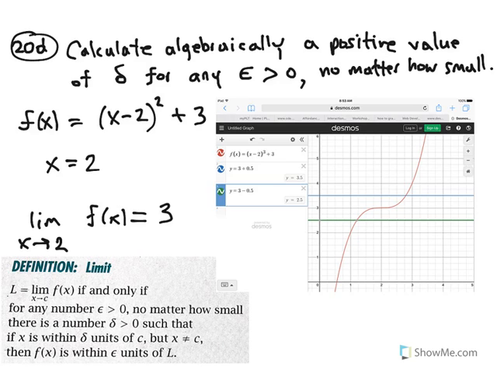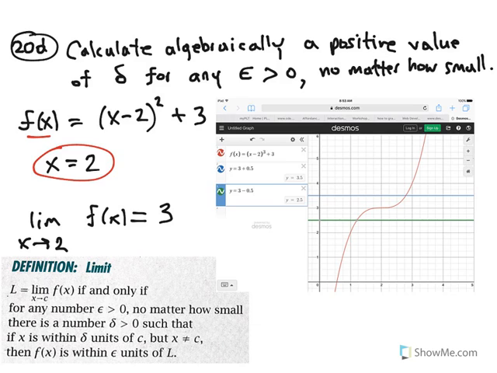So here's our first example for objective 2. You'll be able to algebraically calculate a positive value for delta from the limit definition for any value of epsilon greater than 0, no matter how small. And the instructions are: calculate algebraically a positive value of delta for any epsilon greater than 0, no matter how small. Our function for number 20 is f of x is equal to x minus 2 squared plus 3, and we want to take the limit of the function as x approaches 2.